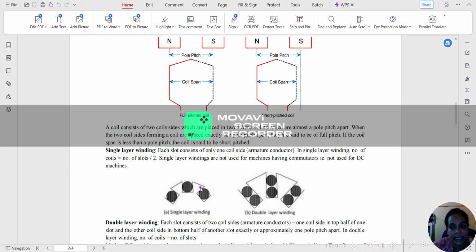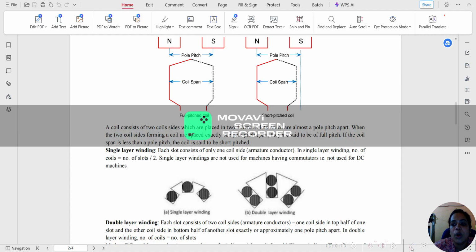Each coil has two conductors. So in this diagram, there is only one conductor per slot. If it is like this, we will call it single layer winding. This is our slot and one conductor is placed in a single slot. And in the case of double layer winding, you can see there will be two conductors in a single slot, or two coil sides in a single slot. If it is like this, we will call it double layer winding. Okay, so I hope you got the idea about single layer and double layer winding.